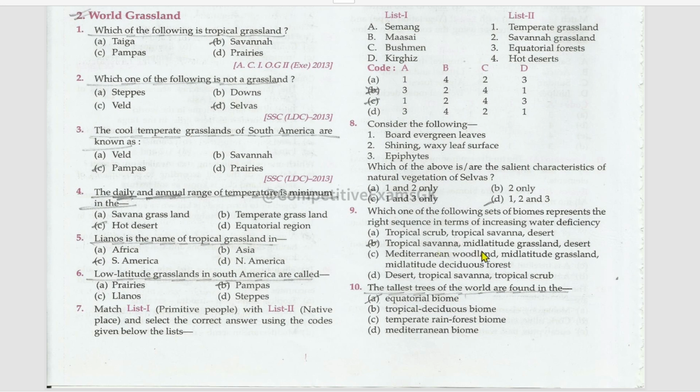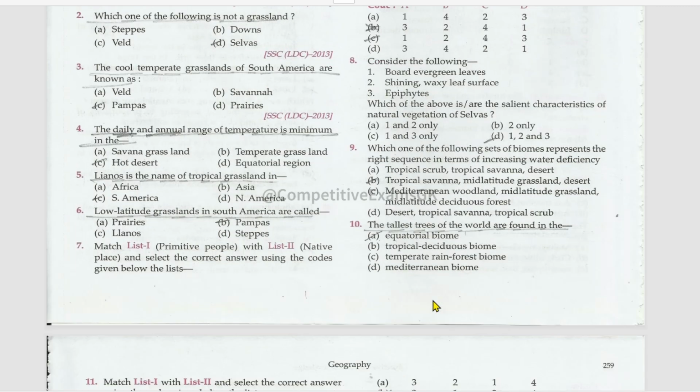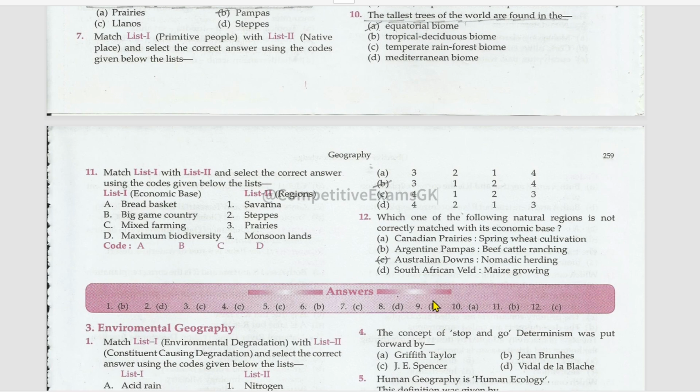Tropical savanna, mid-latitude grassland, and the deserts. The tallest trees of the world are found in equatorial biome. Next matching: list one are the economic bases and list two are the regions. Breadbasket, prairies, big game country, savanna, mixed farming, steppes, maximum biodiversity, that is monsoon lands.